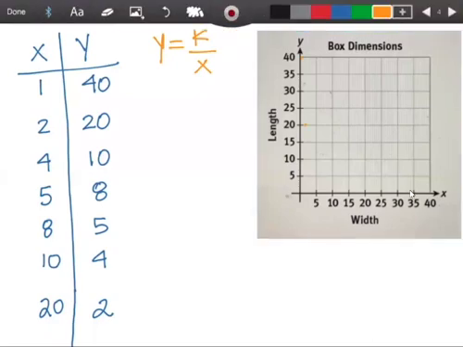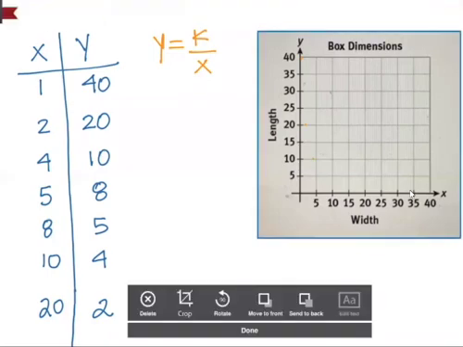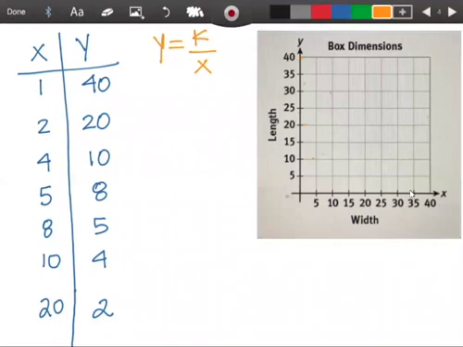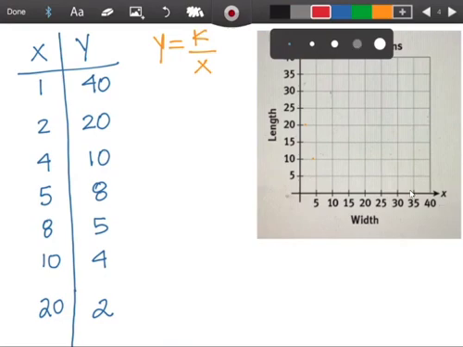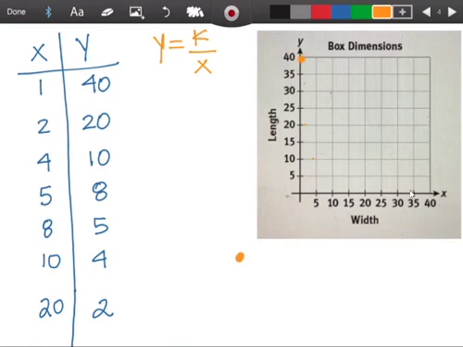4 comma 10. So 4 is a little closer to 5 when we have right here. I'm not sure if you guys can see it, so I'm going to change the size of the dot. So let me go ahead and do it again. All right, and then we have 5 comma 8. So 5 and then 8 is probably around right there. Remember, my dots are a little bigger now.